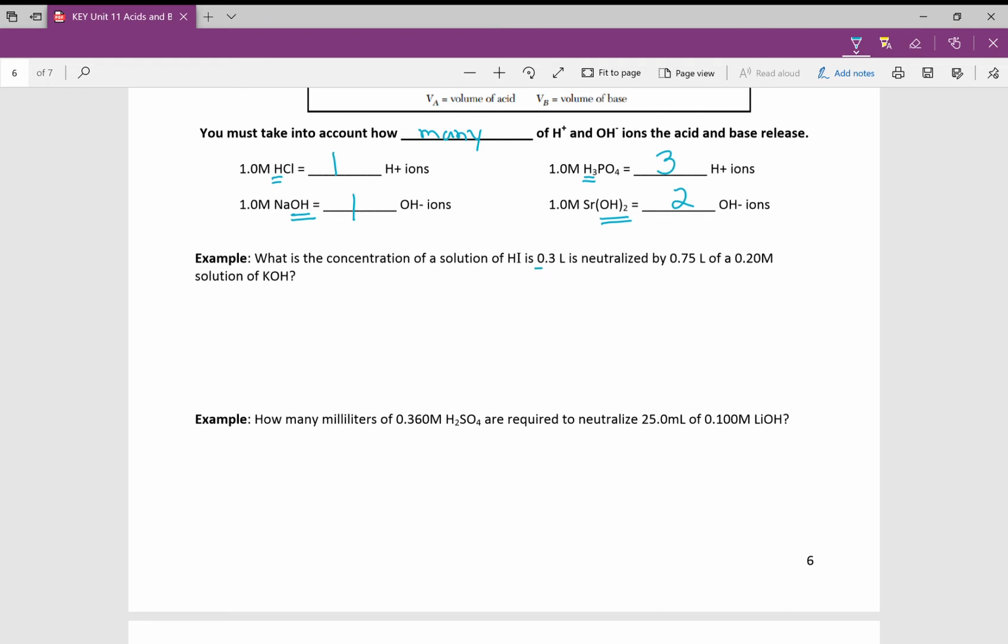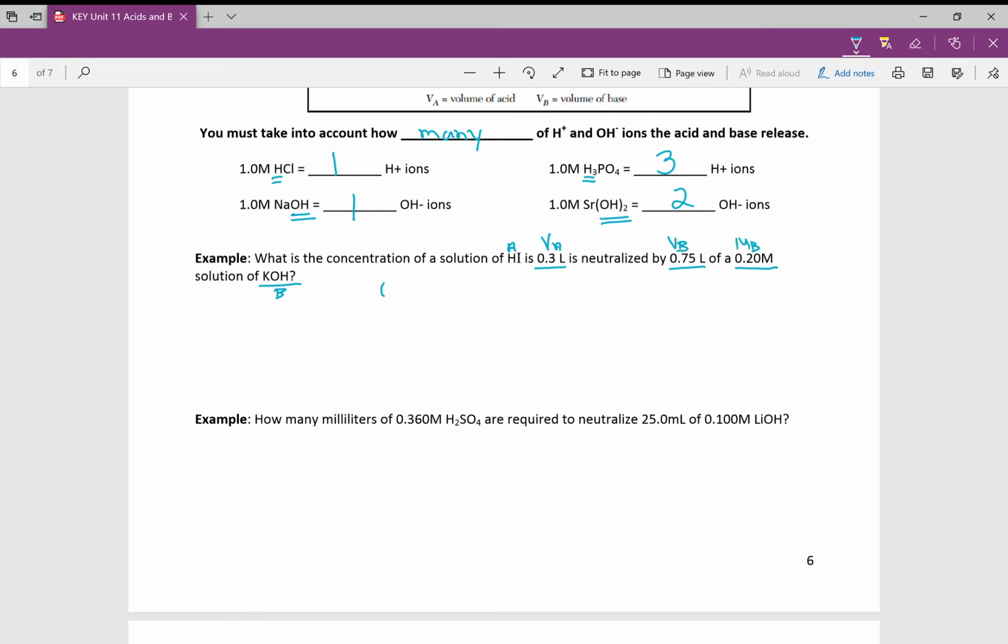That is 0.3 liters. So that would be HI is my acid. So this would be the volume of my acid. It gets neutralized by 0.75 liters of a 0.2 molar potassium hydroxide solution. So that is my base. So this would be my volume of my base and the molarity of my base.